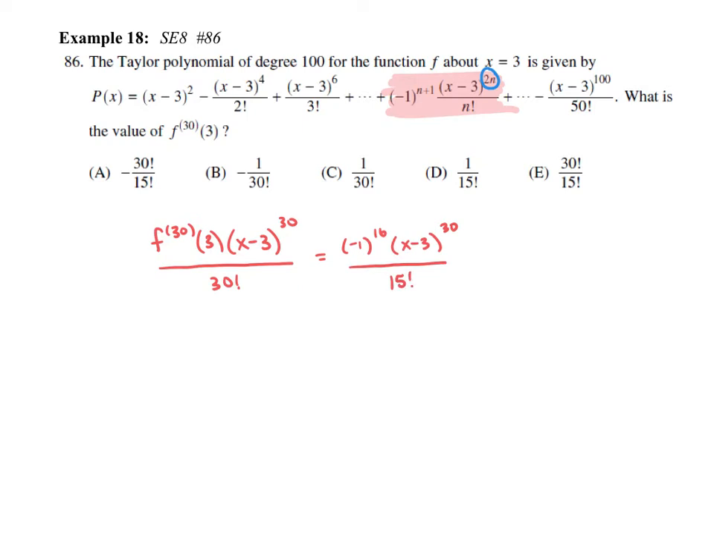Now we're simply going to cancel what we need to cancel. We can cancel our x minus 3 to the 30th, and we'll move the 30 factorial over by multiplication, and then we'll get 30 factorial divided by 15 factorial, which is option E. Okay, let's move on to the next page.